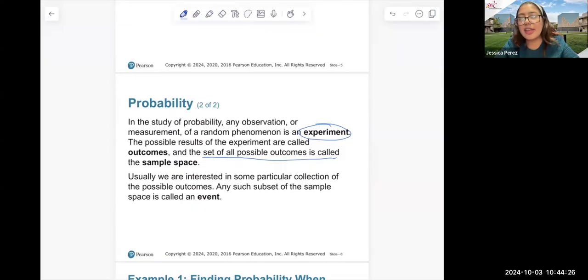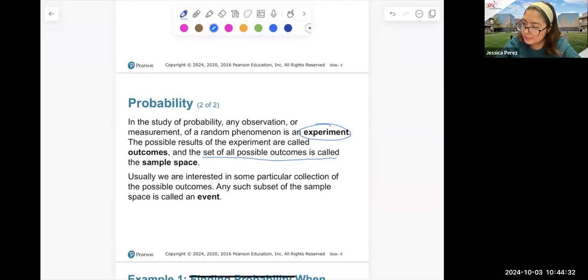Okay, so an event is something that is a subset. So an event is a subset of a sample. So we can have multiple events going on in an experiment.